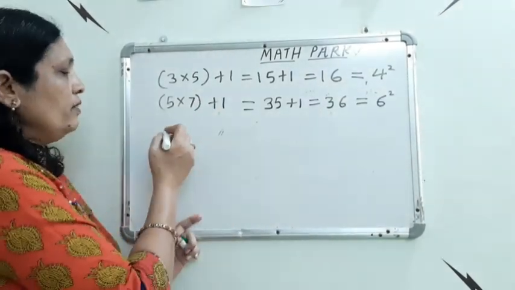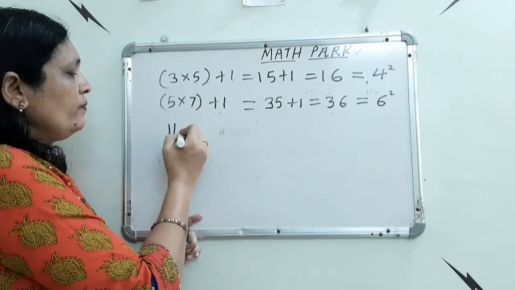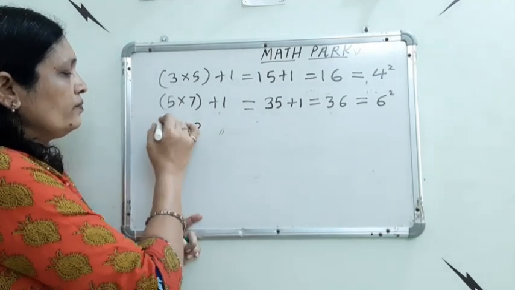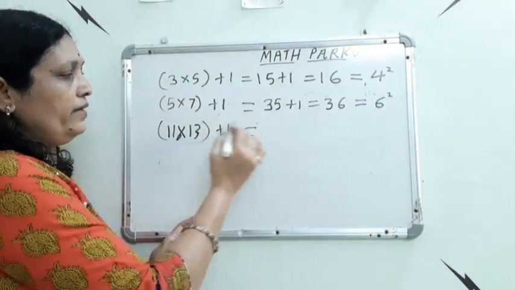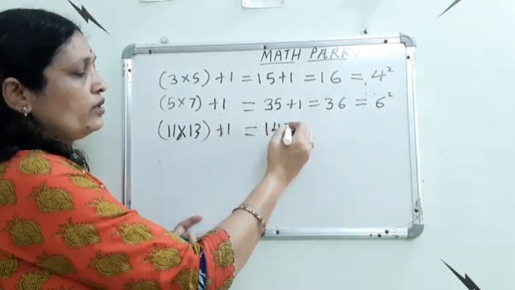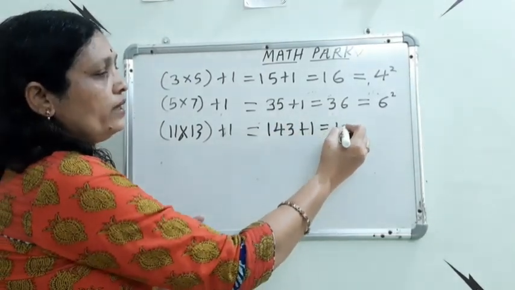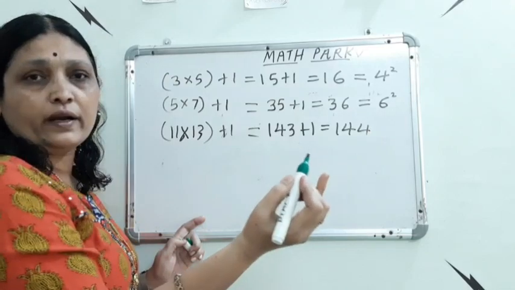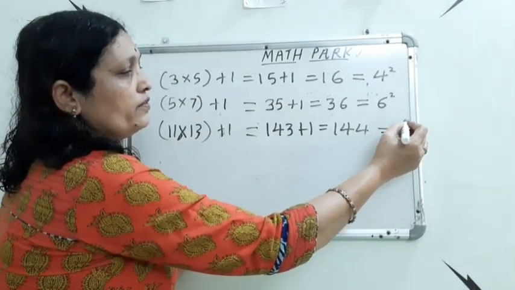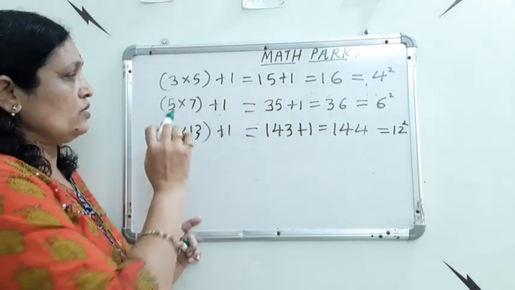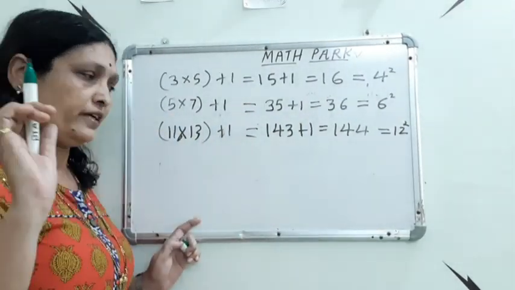One more example. Let us take 11 and 13. 11 and 13 are again twin primes. 11 into 13 you get 143, and 143 plus 1 is 144. 144 is again a perfect square, which is the square of 12. Interesting. So taking the product of twin primes and adding 1 to it, we get a perfect square.